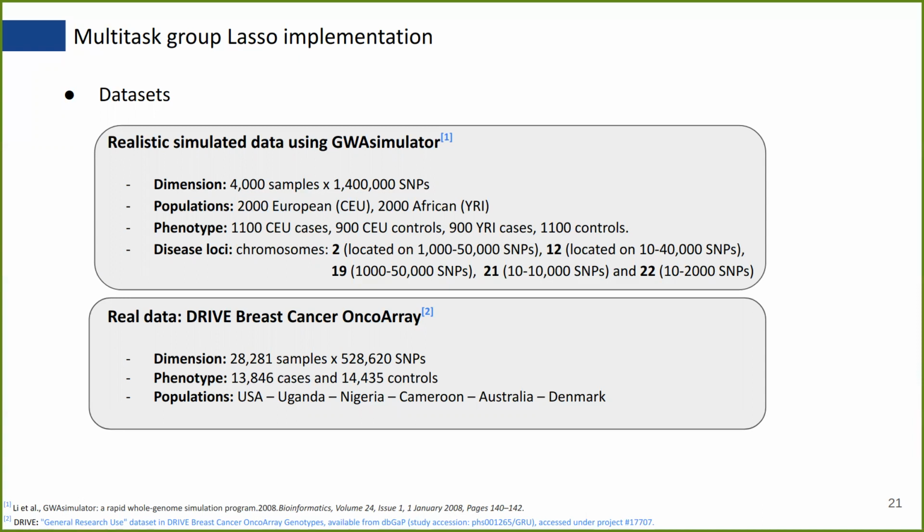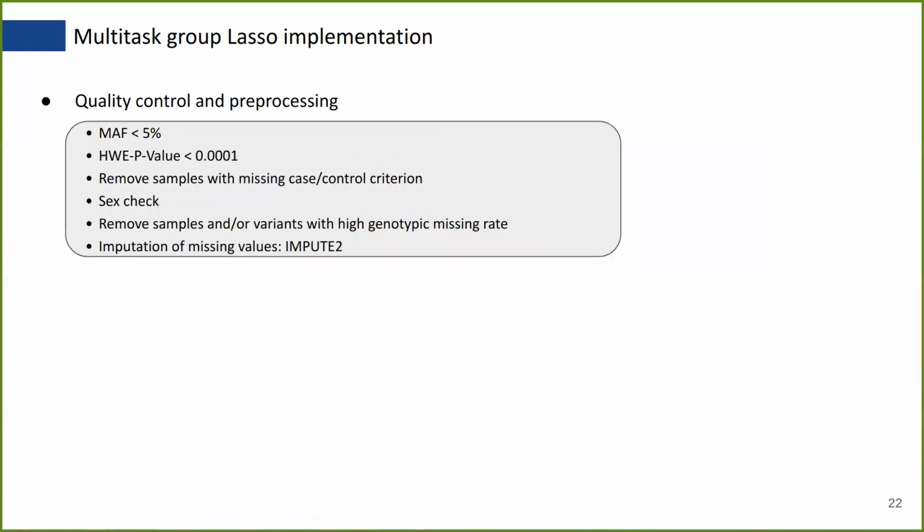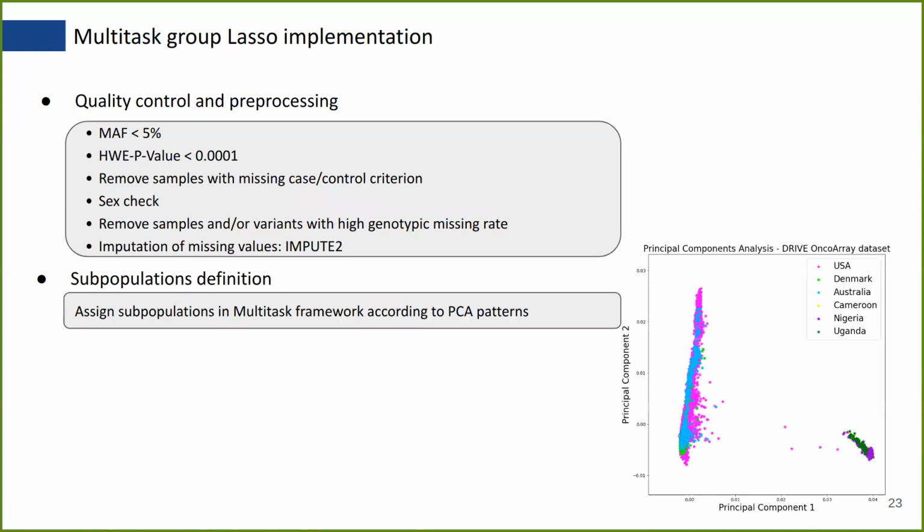And to start doing GWAS, we performed some quality control pre-processing steps in order to remove poorly performing SNPs and also to impute the missing genotype values. Also, we used principal component analysis in order to explore the population structure of the dataset and decide the exact number of subpopulations to assign as tasks in the multitask framework.